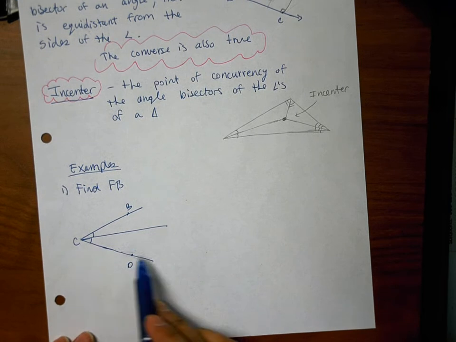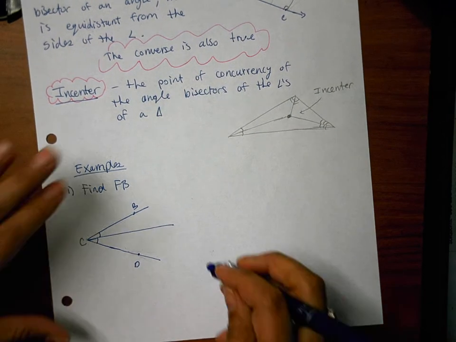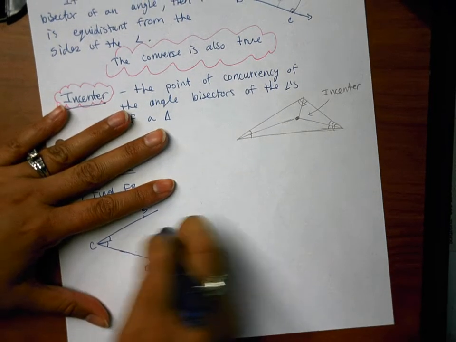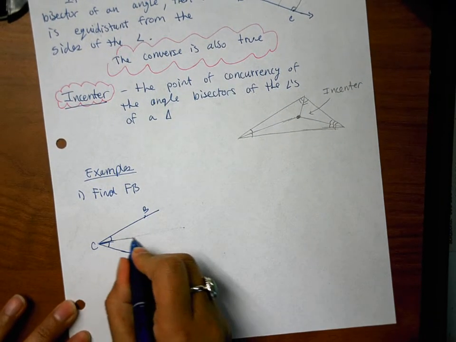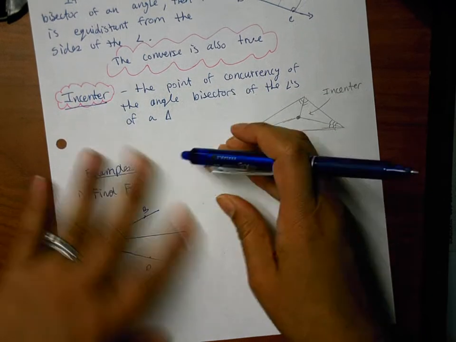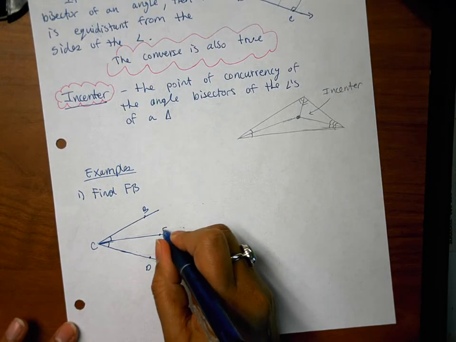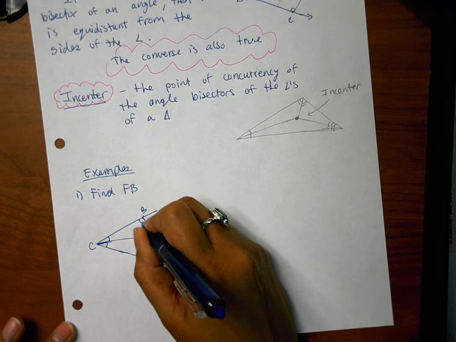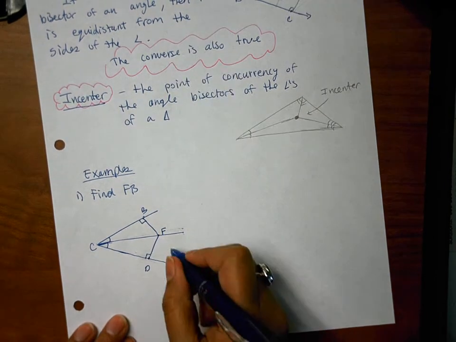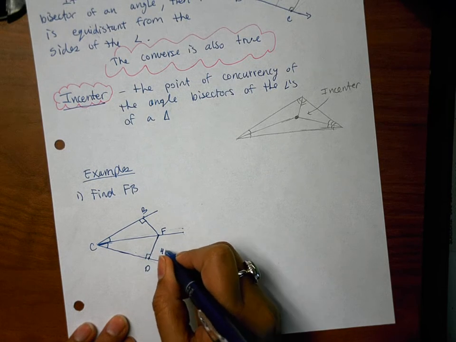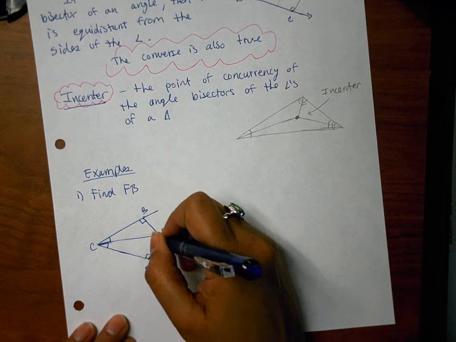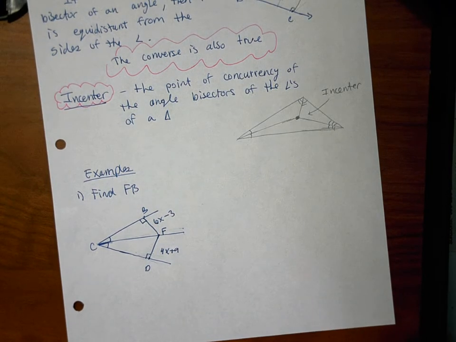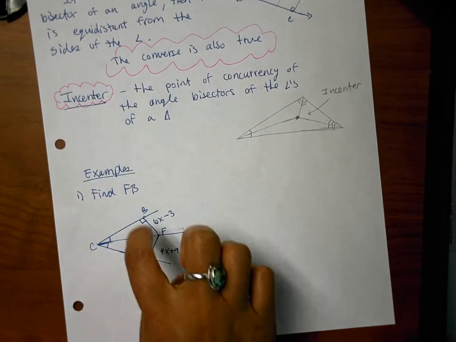So we know already that this line here is an angle bisector. I know it doesn't look very nice, but best we can to make it look like an angle bisector. I'm also going to give you this point here, F. I'm going to give you that that's perpendicular and that's perpendicular. I'm going to label this segment here, FD is 4x plus 9, FB is 6x minus 3. And I want you to find the length of FB.